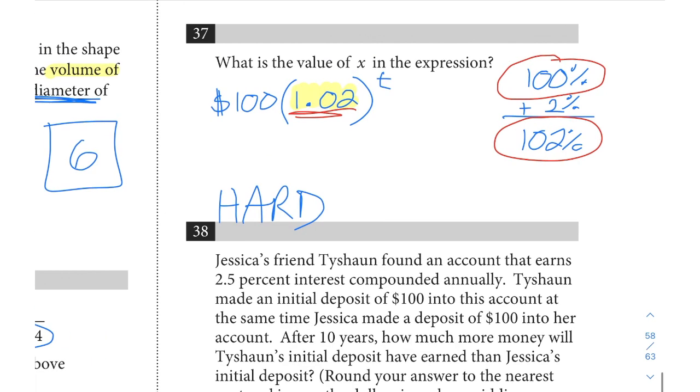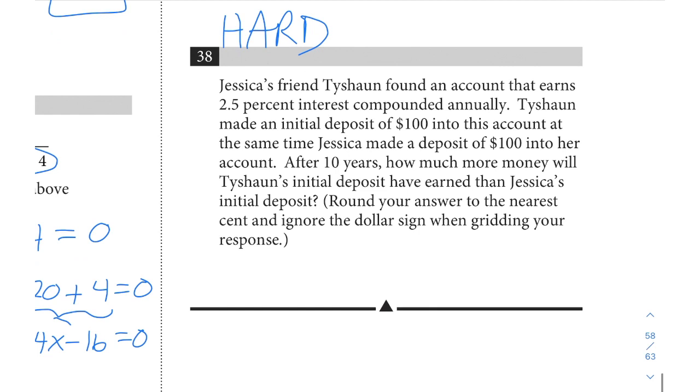Now let's take a look at 38, because if we have that equation correct, this is actually going to be really helpful on this last question. It says Jessica's friend Tyshawn found an account that earns 2.5% interest compounded annually. Tyshawn made an initial deposit of $100 into this account. At the same time, Jessica made a deposit of $100 into her account. After 10 years, how much more money will Tyshawn's initial deposit have earned than Jessica's initial deposit? Round your answer to the nearest cent, which means 2 decimal places.